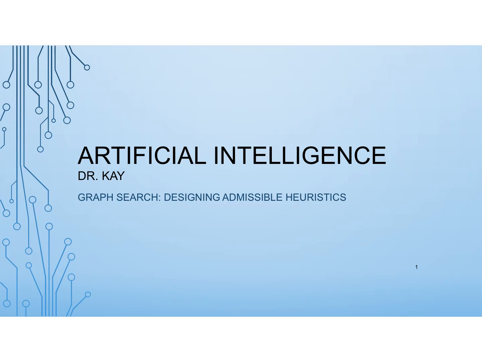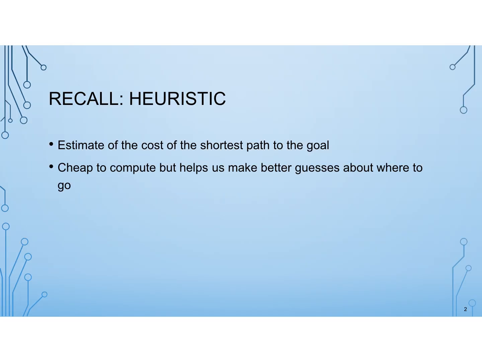So let's talk about how you might go about designing a heuristic that is admissible. Remember that the heuristics that we're trying to make are an estimate of the cost of the shortest path from a given node to the goal. And it should be relatively inexpensive to compute, but help us to make better guesses about where we're headed.